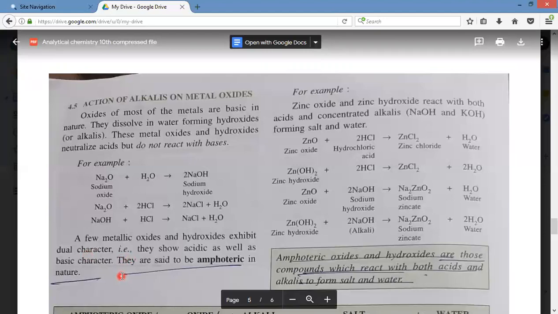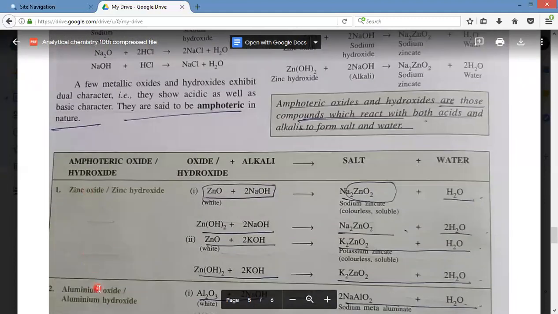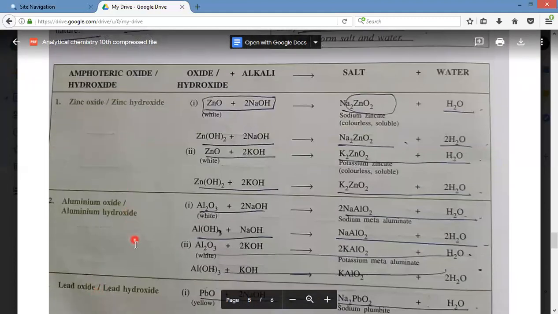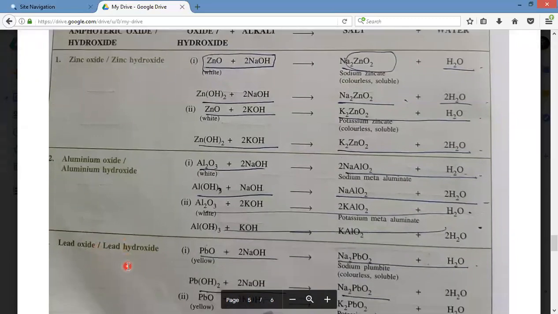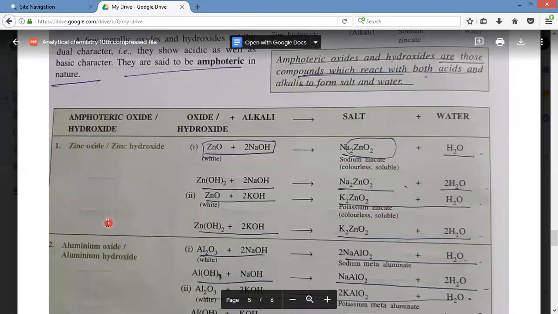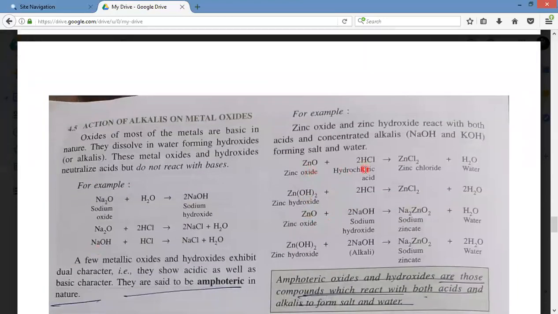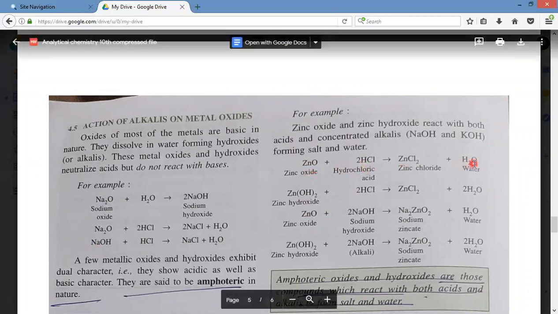Now, what are they? Zinc is there, aluminum is there, and lead is there, which are showing the amphoteric nature. They can show both the reactions, the identification reactions with acid and bases. First of all, check it. Zinc oxide treating with HCl, zinc chloride and water is forming. Zinc hydroxide treating with HCl, zinc chloride and water is forming.